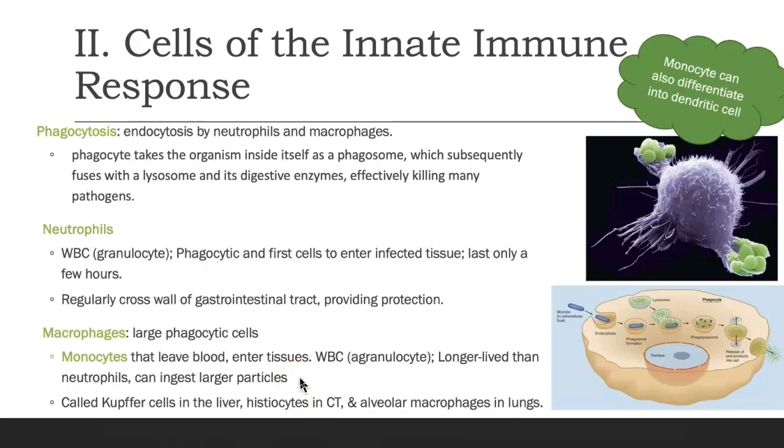So for instance, in the liver, we call them Kupffer cells. And we also have specific macrophages called histiocytes, which are found in connective tissue, and alveolar macrophages that we find within the lungs. These cells have also been nicknamed, one of my favorites, dust cells, where they go around and they eat up debris in the lungs.